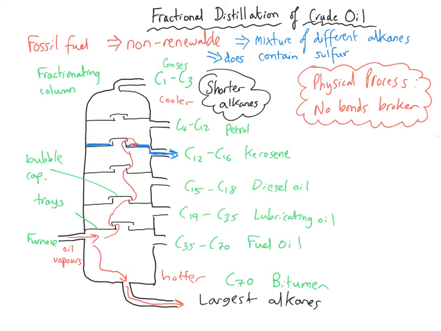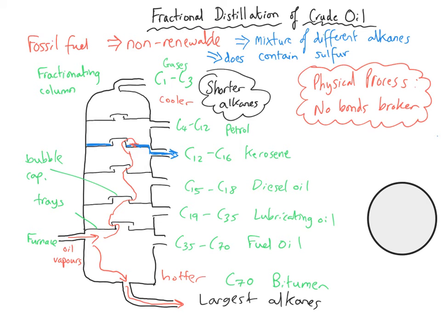And so I've filled in the names of all the different fractions that come out of the fractionating column at different heights. You can see that as we rise up, we collect the smaller alkane fractions because they have got lower boiling points, and then as we go down, we get larger alkanes.